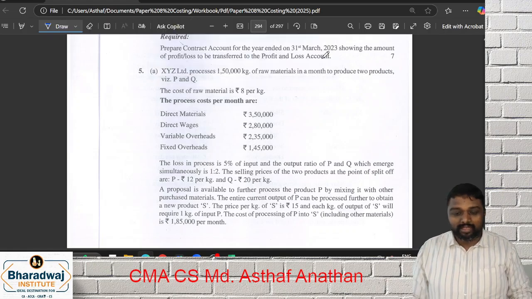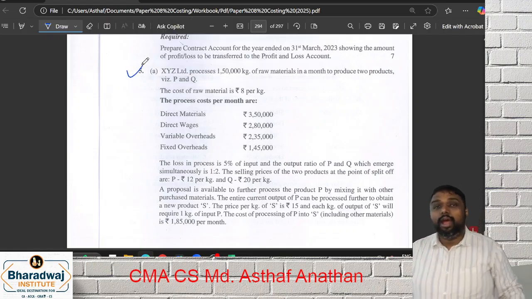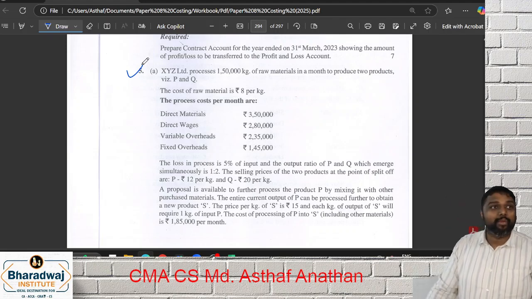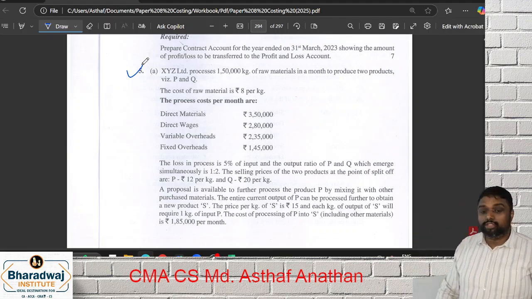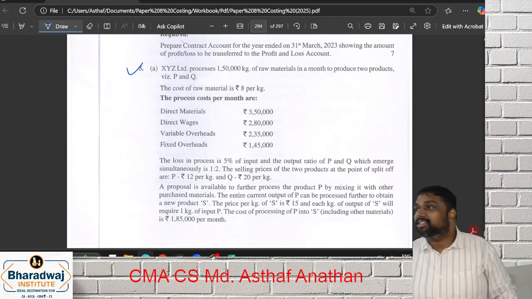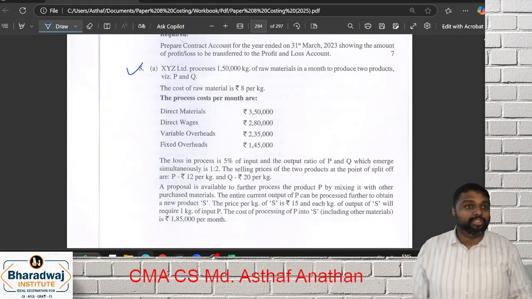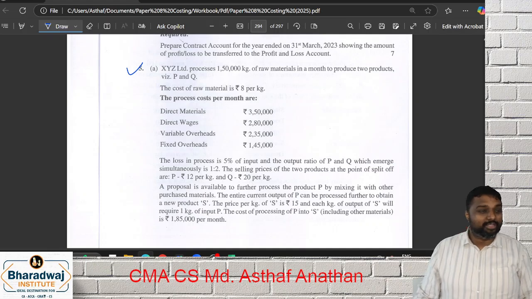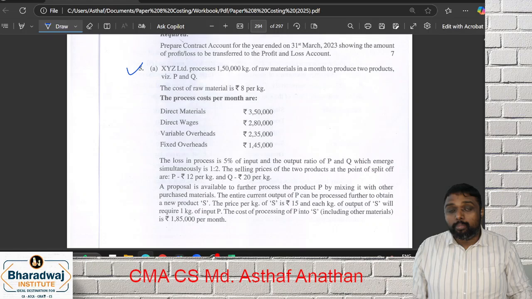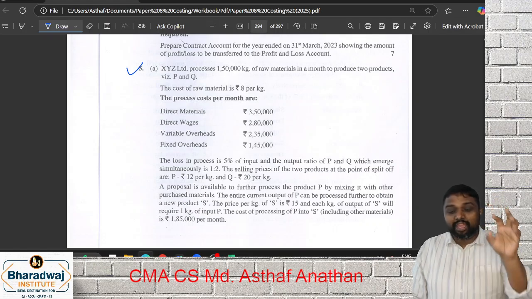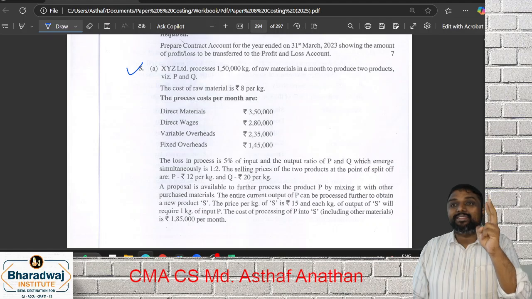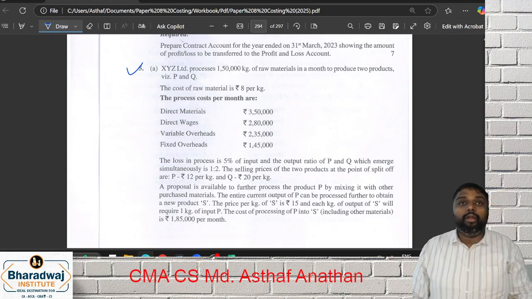So, my dear friends, we are going to do one of the 22 syllabus previous year questions in joint and byproduct, which came for June 2024. This is a June 2024 question paper. Shall we start? It's a very good question. You will be able to understand how the questions are also testing for your exam. So, XYZ Limited processes 150 kg of raw material in a month to produce two products. What are the products? P and Q.